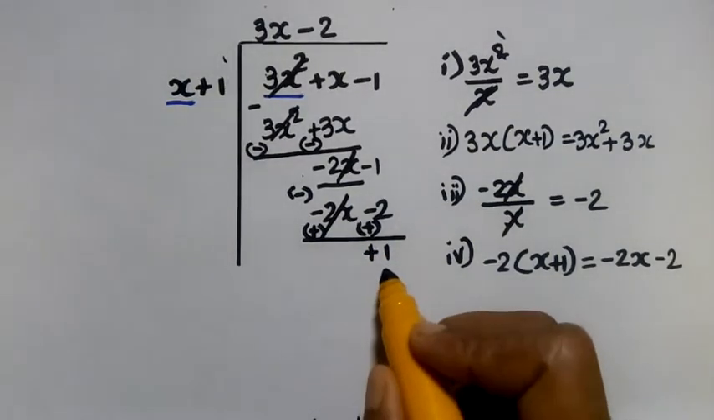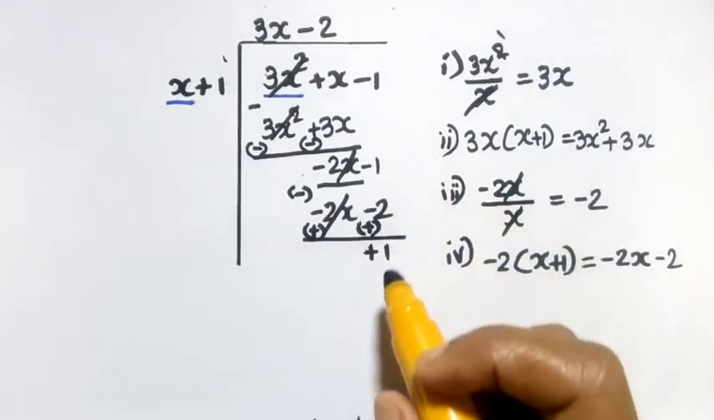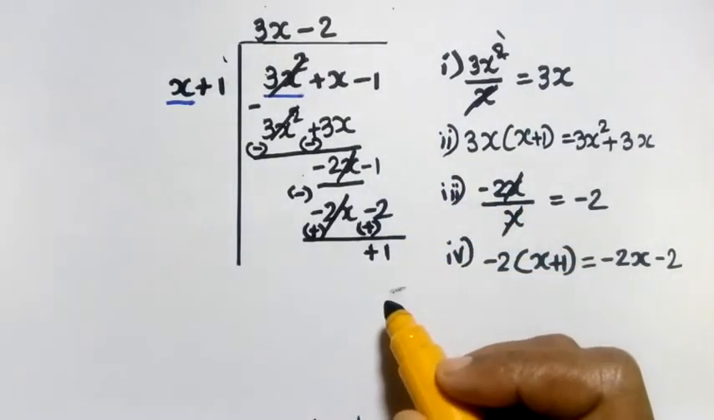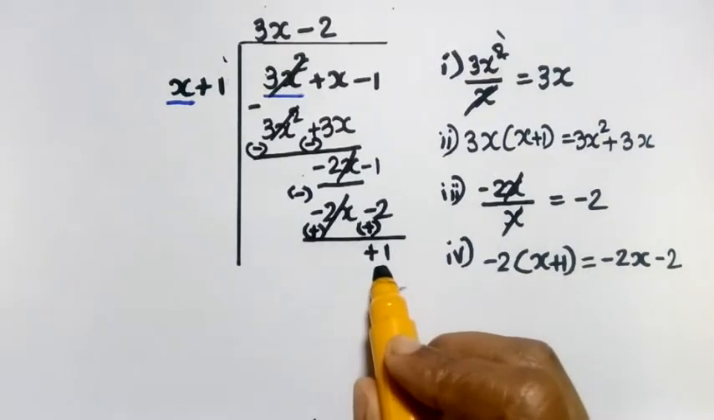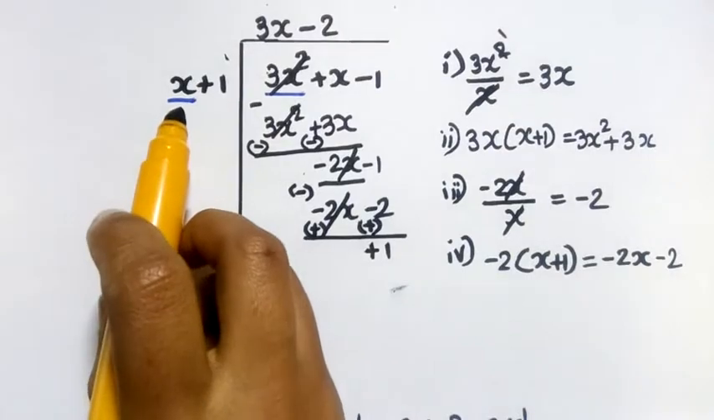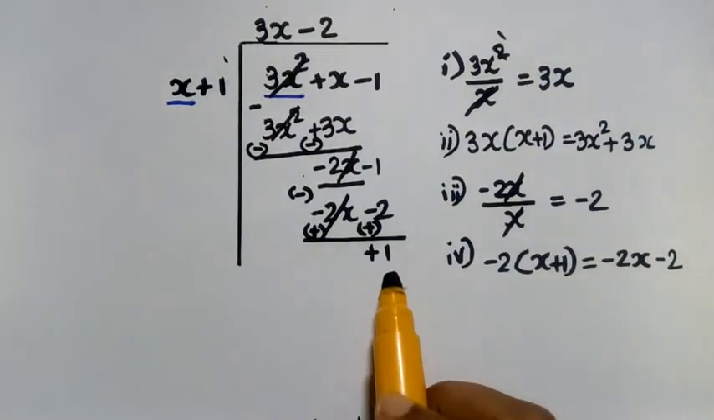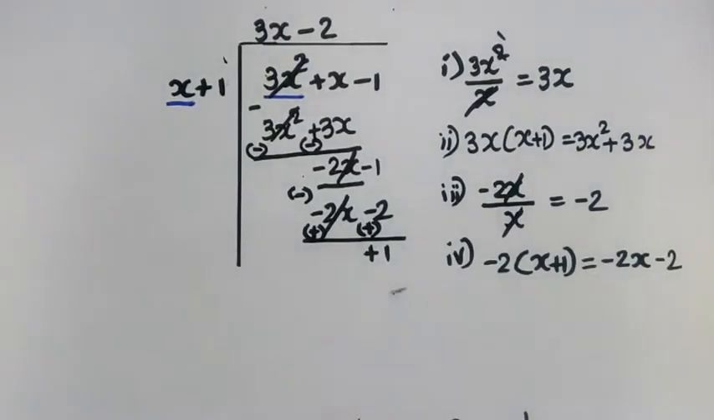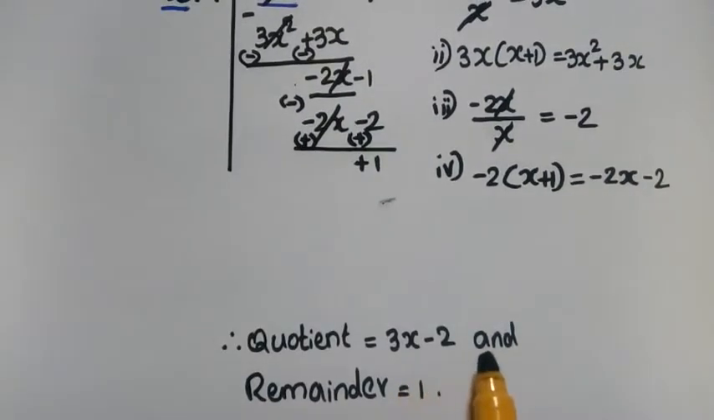So, we got the remainder 1. No terms are left in the dividend. This process continues till the degree of the remainder is less than the degree of the divisor. Here we got the remainder 1. It is a constant number, so our division process is completed. So, we got the quotient is equal to 3x minus 2 and remainder is equal to 1.